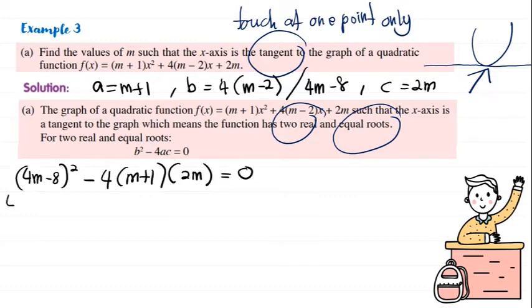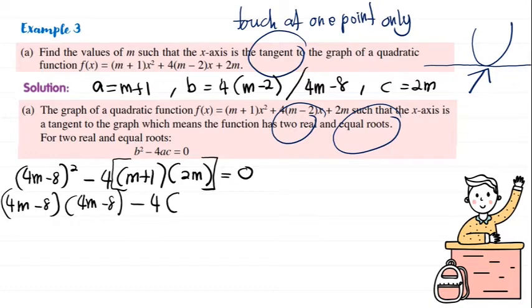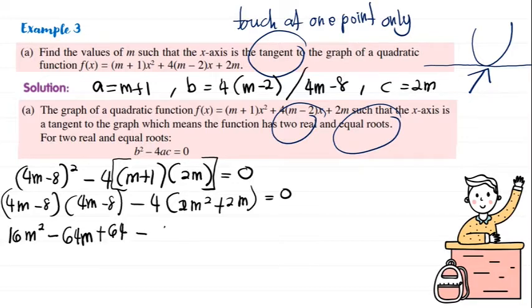Expand these two brackets, it becomes 2 brackets (4m minus 8)(4m minus 8). Minus, I expand this bracket first, so it becomes minus 4m multiplied by 2m, 2m squared plus 2m, equal to 0. So I expand these two brackets, it becomes 16m squared minus 4 times negative 32, so negative 64m, plus 64, minus 8m squared minus 8m equal to 0. And then solve: 16m minus 8 becomes 8m squared. Negative 64 minus 8, you will get negative 72m.